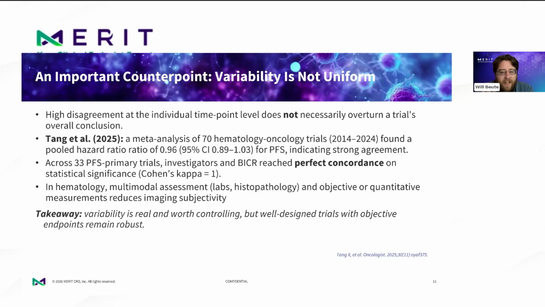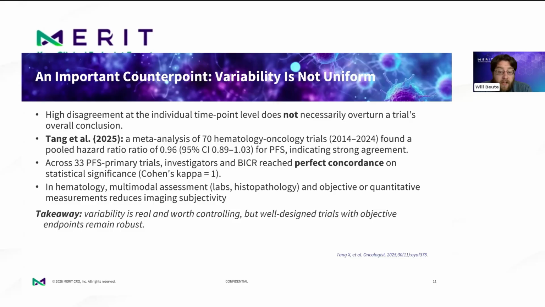Part of the reason for this is that in hematology, assessment is often multimodal, incorporating labs and histopathology, and those more objective quantitative measurements reduce reliance on subjective imaging interpretation. And also, aside from lymphomas, where solid tumors can form in the lymph nodes or organs, leukemias are essentially entirely assessed as abnormal cells in the bloodstream and bone marrow, so there aren't really any solid tumors or lesions that need to be counted or measured, which is a significant source of variability in solid tumor imaging.